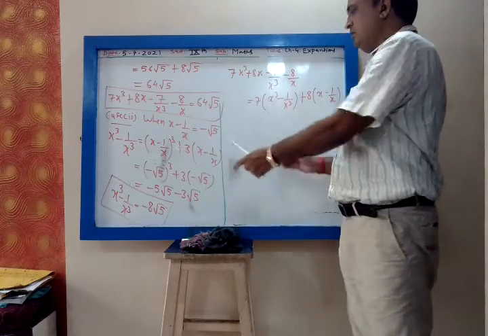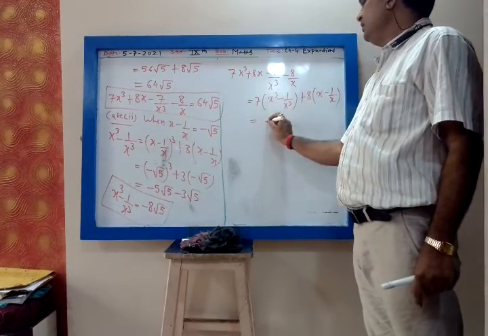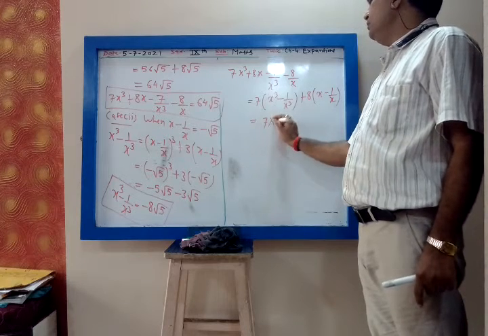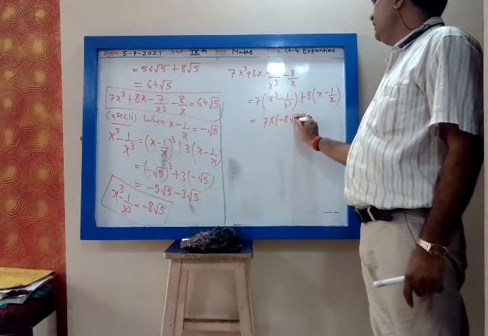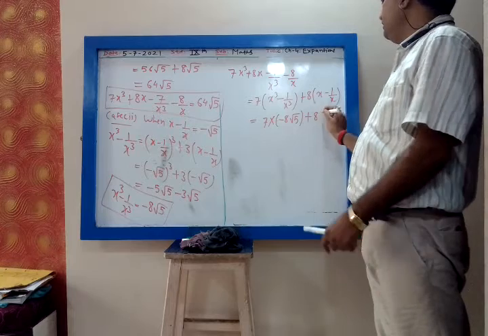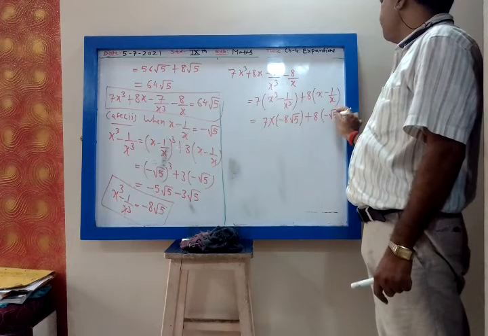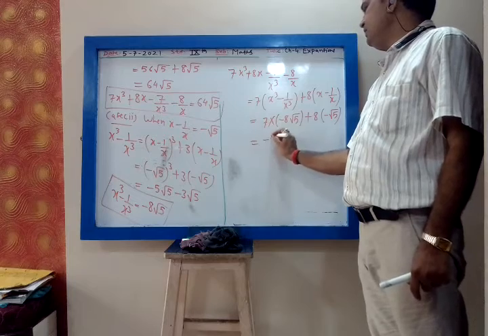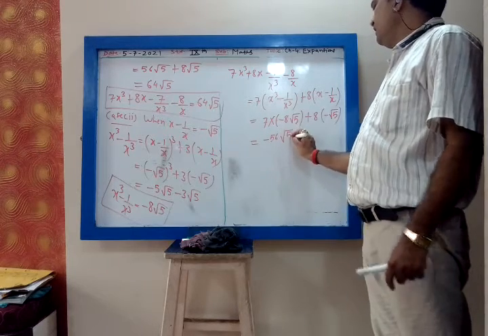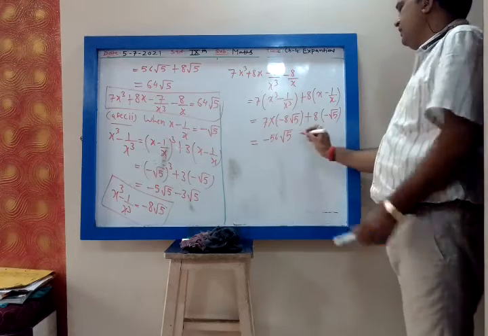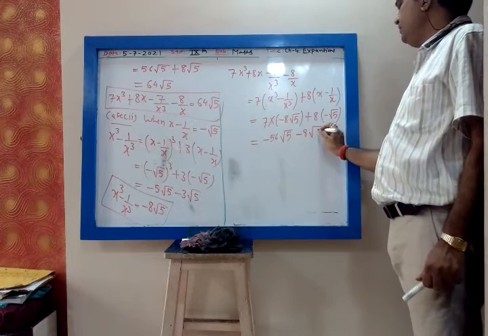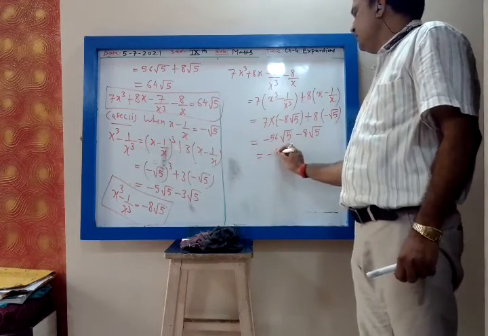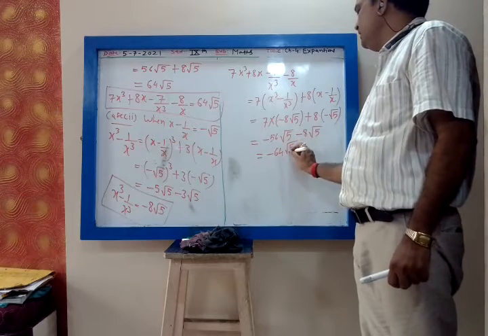x cube minus 1 upon x cube is minus 8 root 5. So 7 into minus 8 root 5 plus 8 into x minus 1 upon x, which is minus root 5. So 7 into minus 8 root 5 is minus 56 root 5. Then plus 8 into minus root 5. 8 and 5 you cannot multiply. Minus 56 minus 8 is minus 64. Minus 64 root 5. This is the answer.